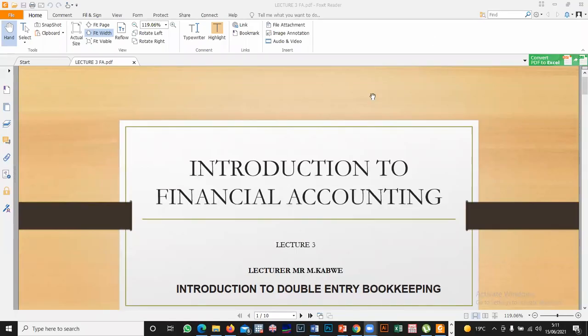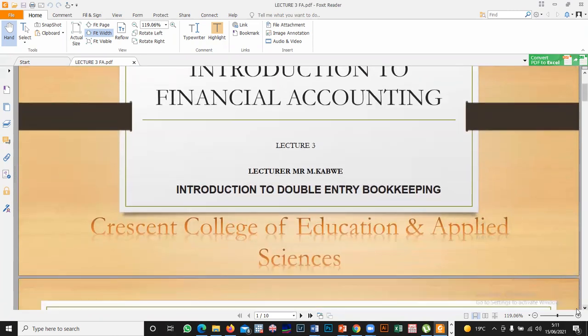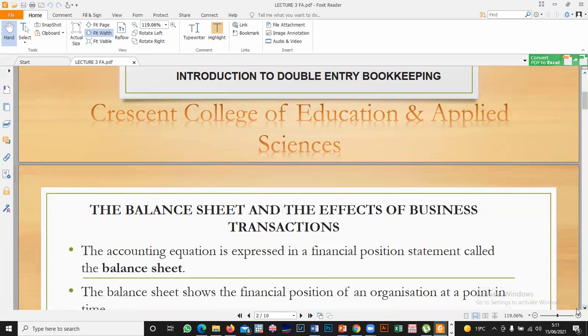Welcome to lecture 3. In today's lecture, we're going to continue our introduction that we started in the second lecture, which is the introduction to double entry bookkeeping. In this segment, we're going to look at the balance sheet and the effects of the balance sheet to the business transaction.